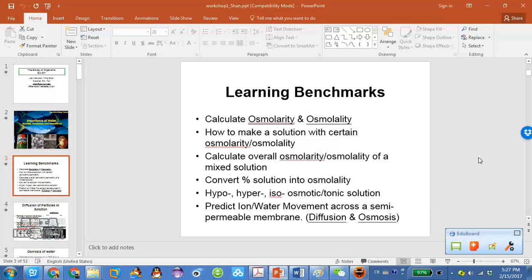Ion movements across a semipermeable membrane are also called diffusion. Water movements are also called osmosis. This one is the most essential one for this workshop and is the most difficult one. The 6 learning benchmarks are designed for you to have a list to review with. So after you watch the whole series of videos, please come back to this specific slide and make sure that you really understand all 6 of them.